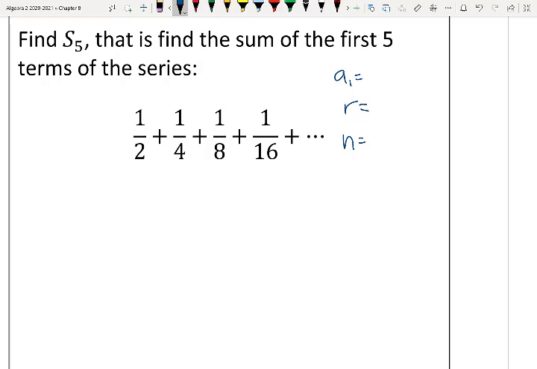Now, a sub 1 and n, we already know. A sub 1 is a half, that was my first term, and n, they want us to find the sum of the first 5 terms of that series. So all we really need to figure out is what r is. And remember, r is what I'm multiplying by to get me from one term to the next. So if I go from a half to a fourth, I have to multiply by a half, because my top doesn't change, 1 up top. 2 times 2 is 4, so a half times a half is a fourth. And then a fourth times a half is an eighth, times a half is a 16th, and so forth. So we've identified what my r value is. That is also 1/2.